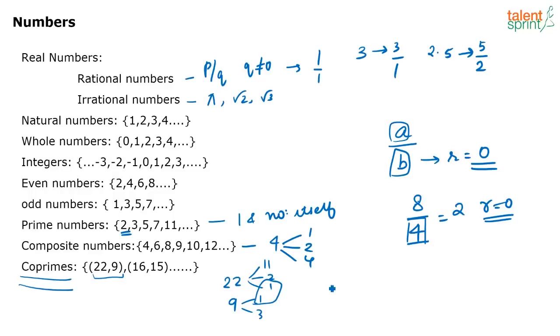Or if you know the concept of HCF, see, HCF is nothing but the highest common factor. So what is the only common factor here? It is 1. So here the highest common factor between the two numbers is 1. So such numbers are generally called coprimes.